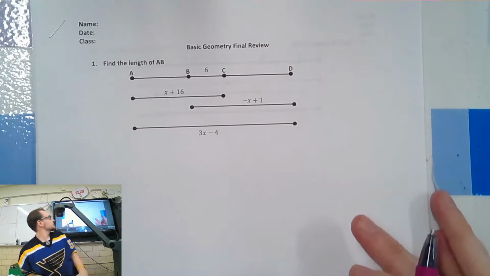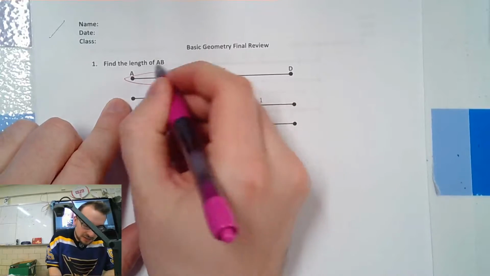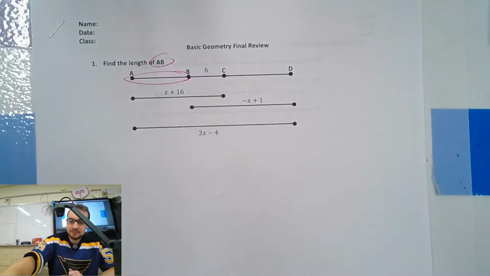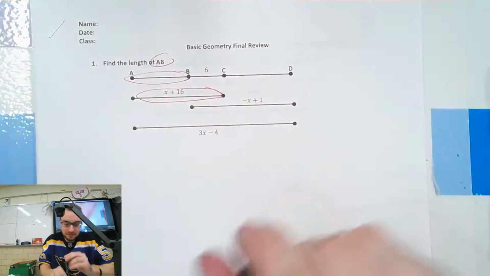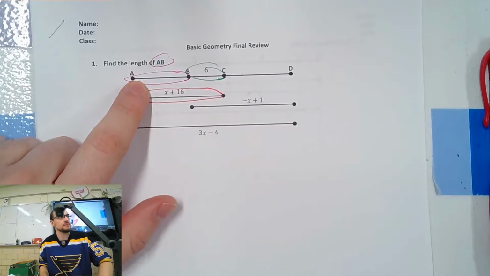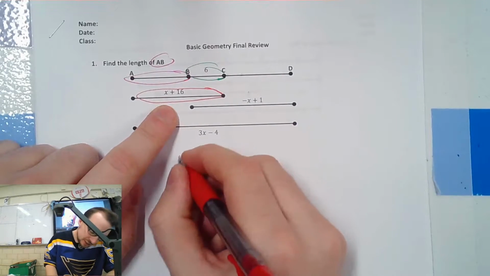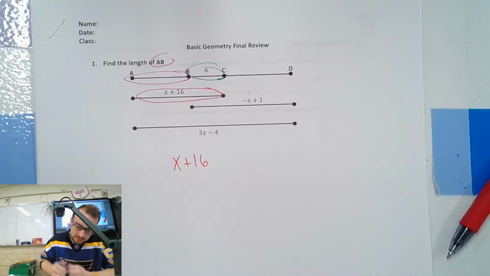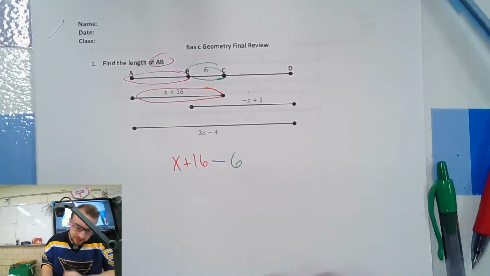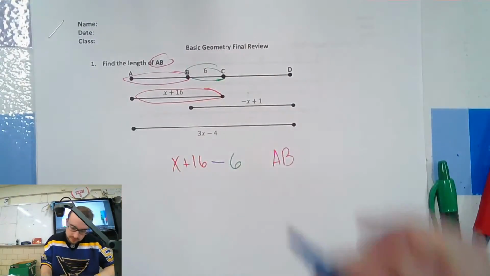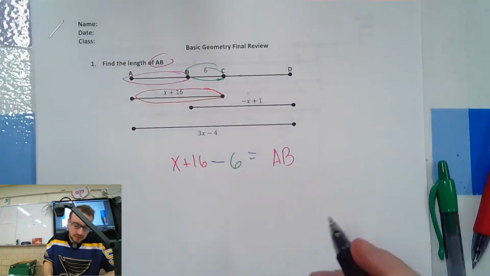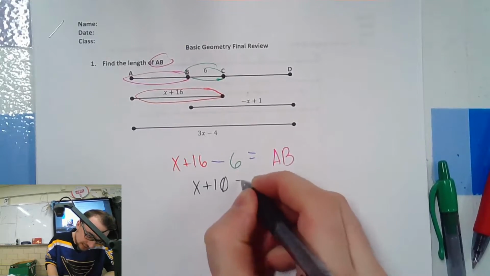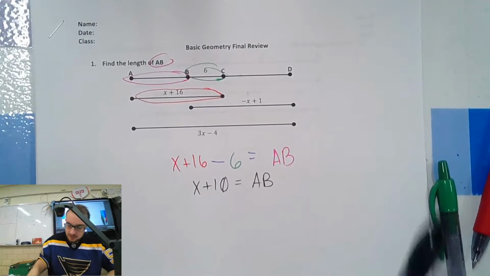Here we go. So I want to find the length of AB. That's this guy right here. So the way I'm going to do it is I'm going to say that this segment minus this segment gets me this guy. So I'm going to do x plus 16 minus 6, and that's going to get me AB. When I do math, I get x plus 10 equals AB. So that's x plus 10.